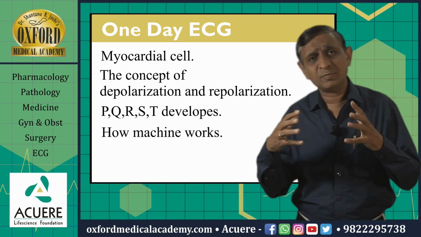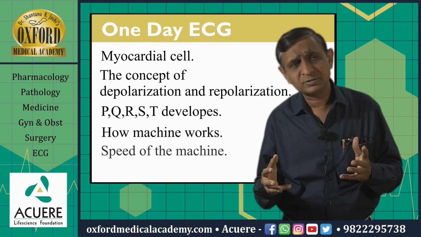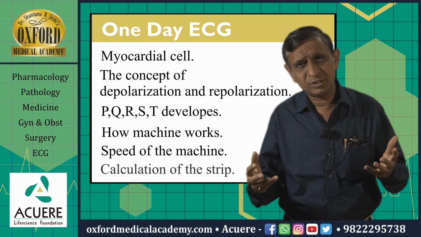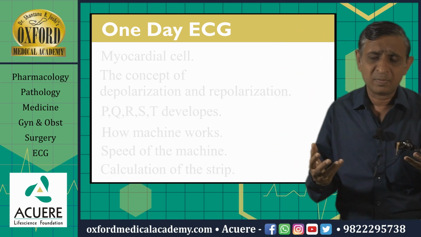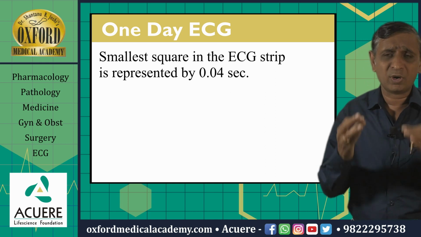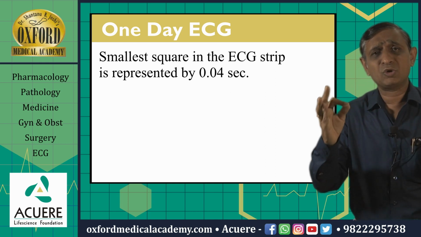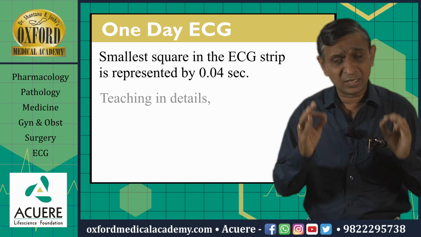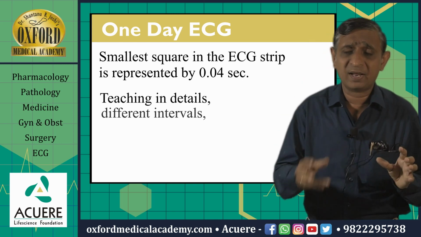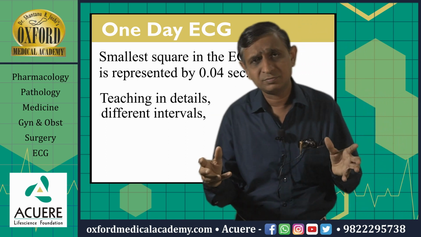Then we go into detail of the machine, how the machine works, what is the speed of the machine, and what are the calculations of the strip. I can tell you very simply that the smallest square in the ECG strip is represented by 0.04 seconds. I will teach you in detail how, from where this 0.04 second comes.